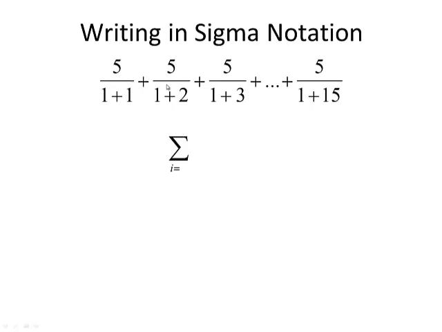First thing you're going to do is look at each term and find out what's the same, what doesn't change. And it's 5 over 1 plus something every time. So I'm going to write that. And then I want to figure out what these numbers are going to be starting from 1 to a certain number. I can see that the part that's changing goes from 1 to 3 to 15. So this is kind of obvious that my lower limit's 1, the upper limit's 15. And all I have to do is put the i here, and that's my answer for writing this in sigma notation. Okay?